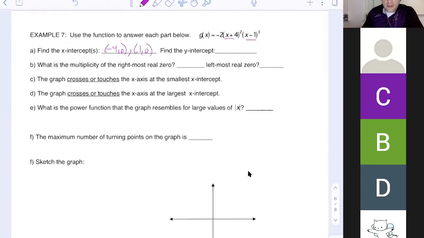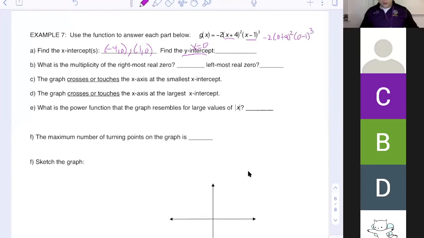The y-intercept, okay, I mean, you don't have to do it mentally, but you do have to put 0 in for x to solve for y. Remember, I don't want to see anybody say skip or IDK or leave it blank. No, you guys know this. You're seniors. The y-intercept is when x is equal to 0. It doesn't matter what the graph is. That's always the case. So -2 times (0 plus 4) squared times (0 minus 1) cubed.